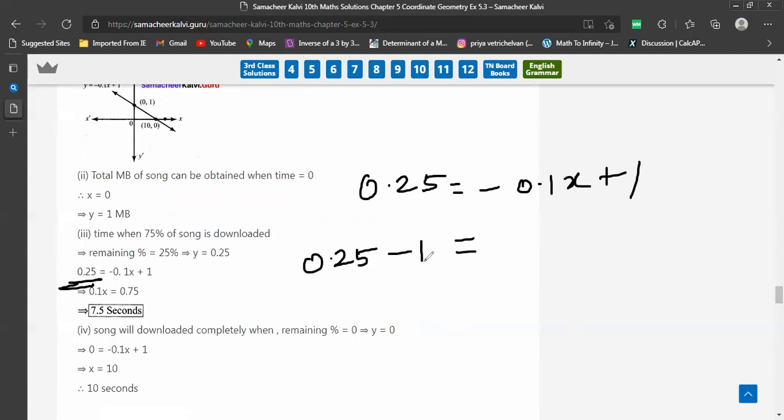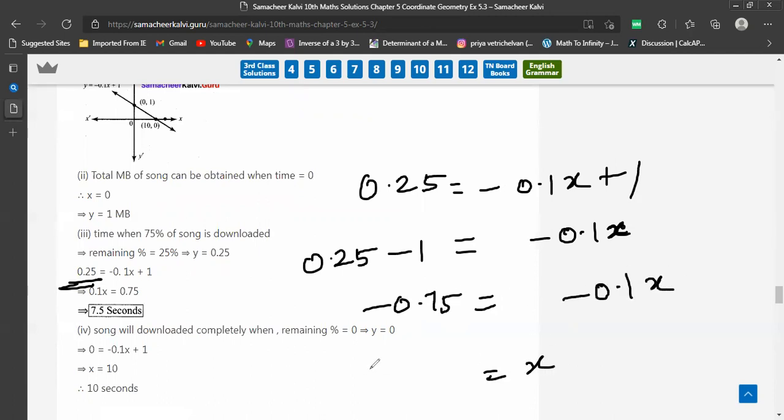0.25 minus 1 equals -0.1 into x. We'll be having -0.75 here and -0.1 here. So x is equal to 0.75 upon 0.1. By solving this, you will get the result as 7.5 seconds.